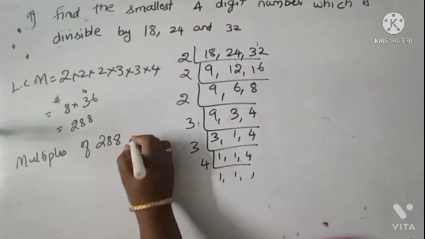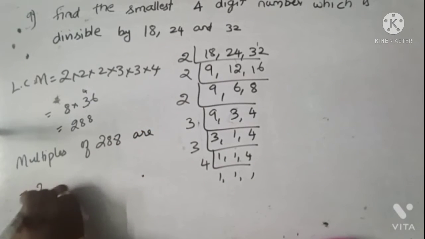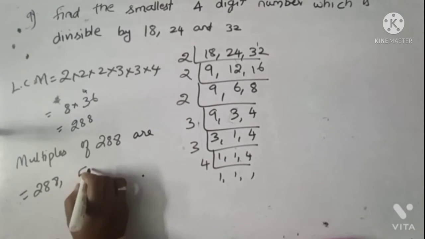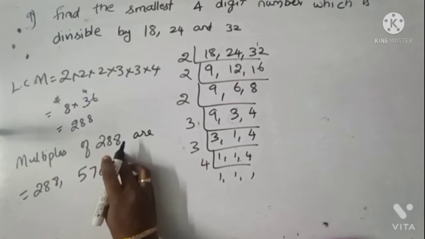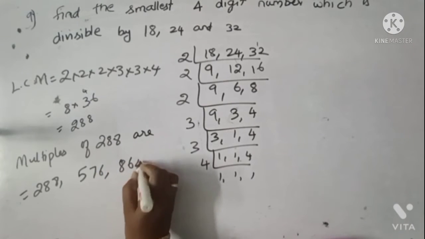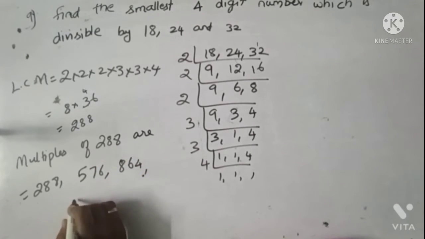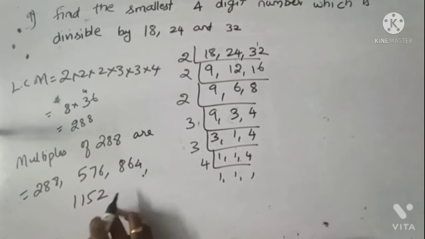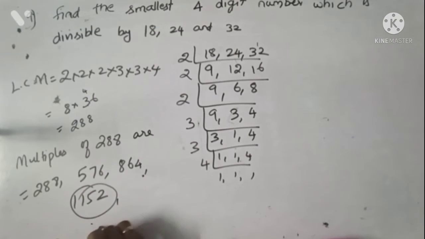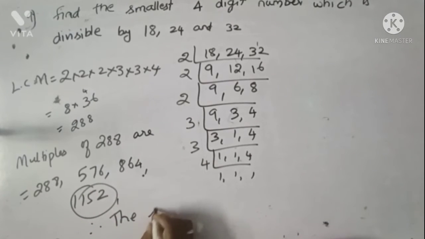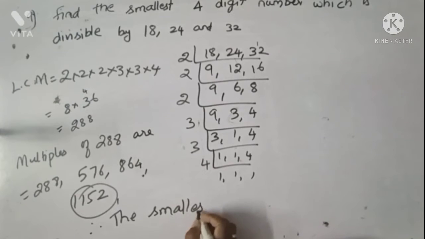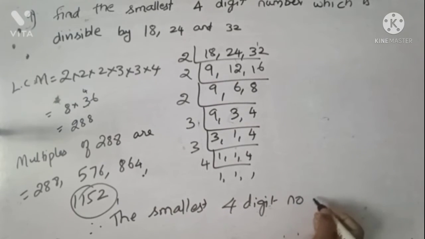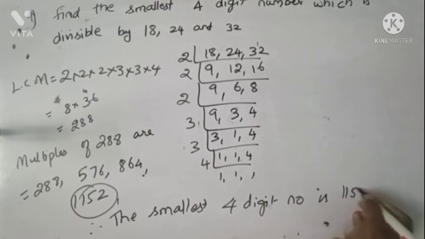So the multiples of 288 are: 288 into 1 gives 288. 288 into 2 gives 576. 288 into 3 gives us 864. 288 into 4 gives 1152. It's a 4-digit number, so therefore the smallest 4-digit number is 1152.